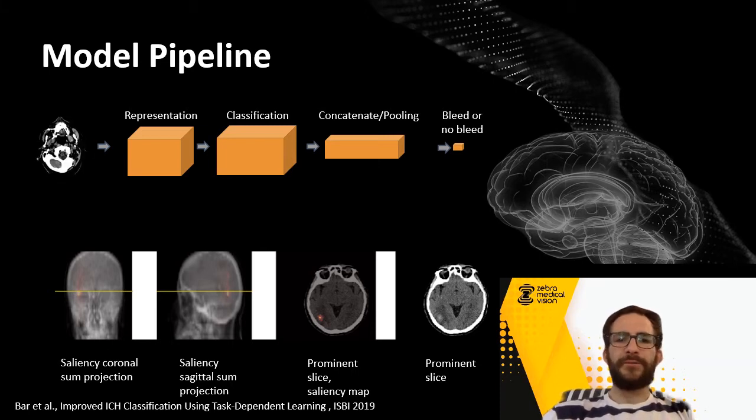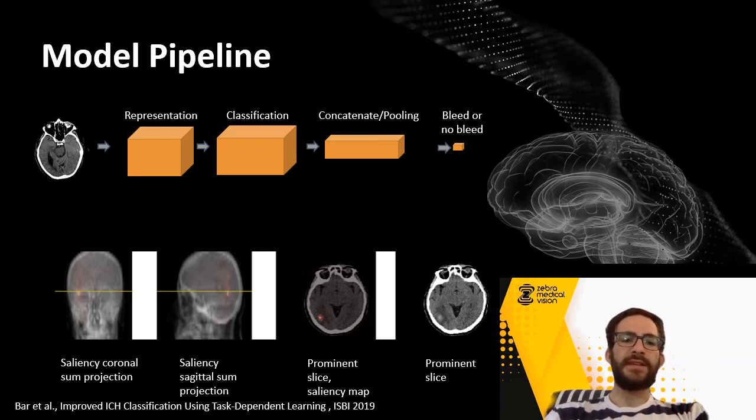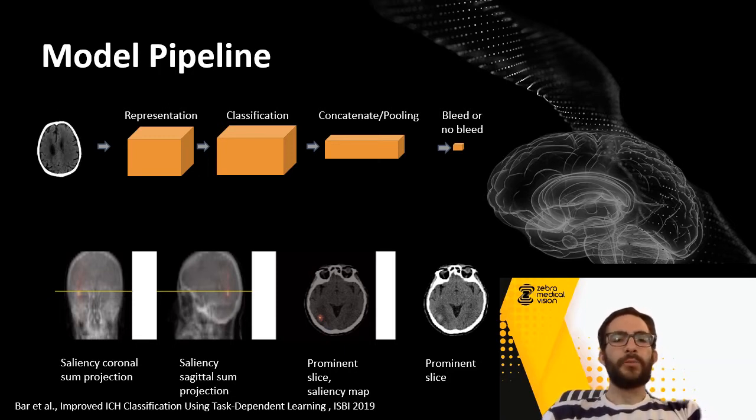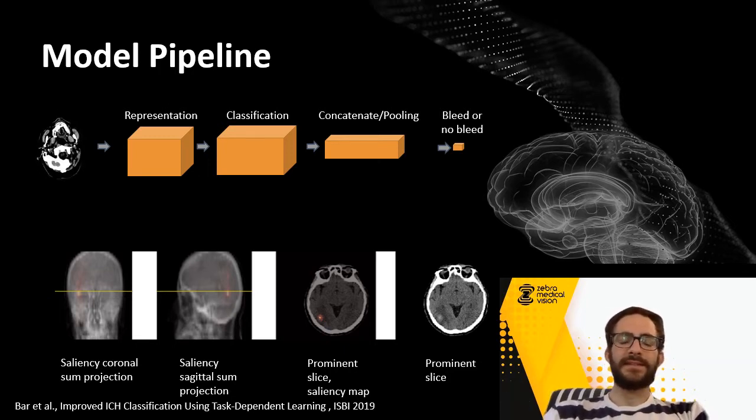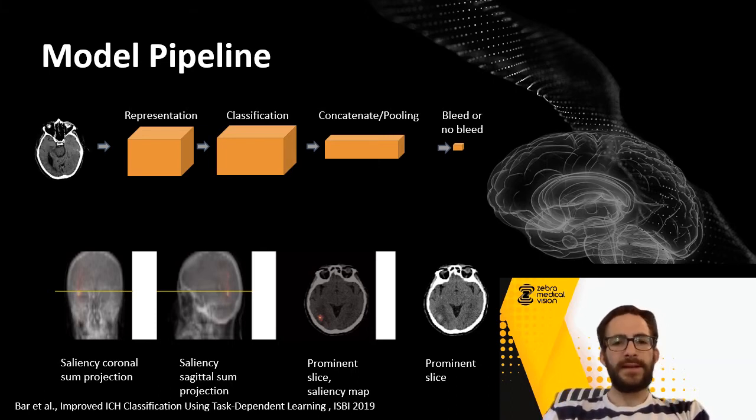So what does that mean for us here at Zebra? This slide is a quick overview of what the model pipeline looks like. Here on the top left, as soon as the patient undergoes the scan, that full 3D CT volume is passed into a 3D convolutional neural network, which then classifies this scan as either containing a bleed or not containing a bleed.